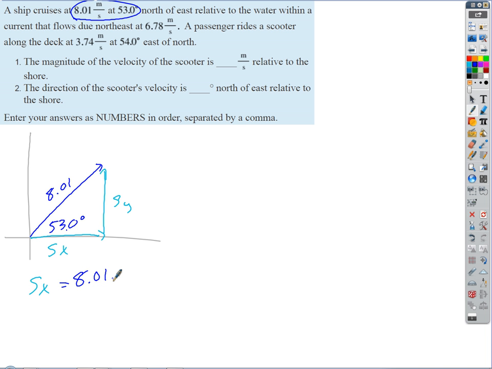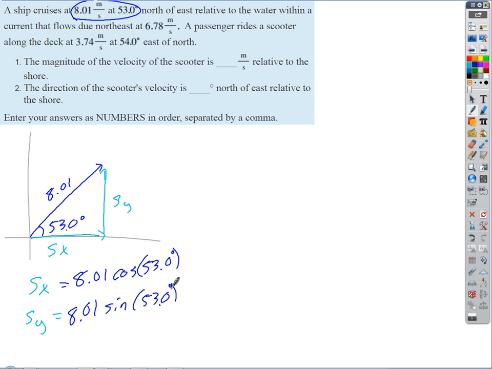So which trig function in this case is going to relate this angle and those two? Cosine of 53.0. Okay, good. All right, so S sub y equals what? 8.01 sine 53.0, right? Degrees.